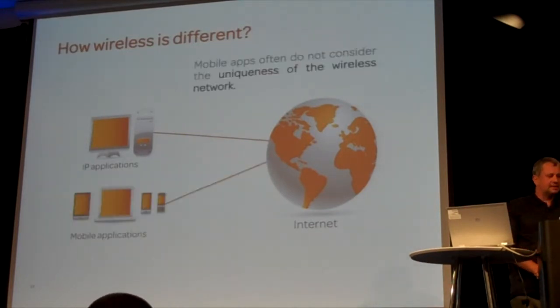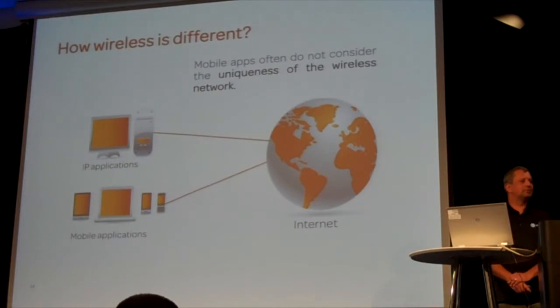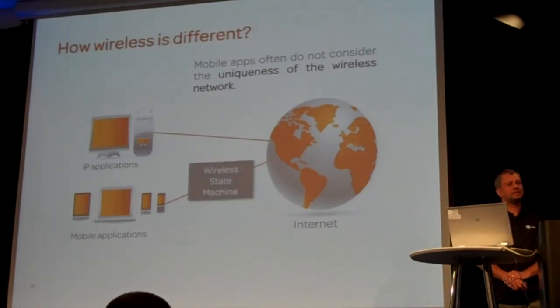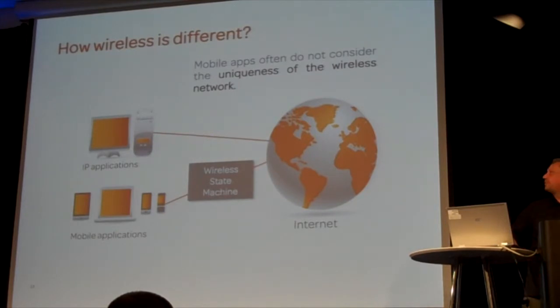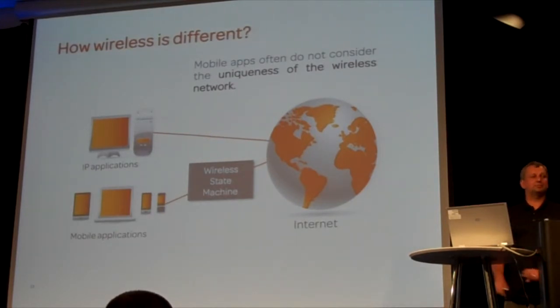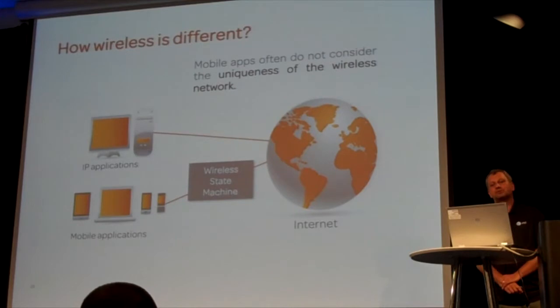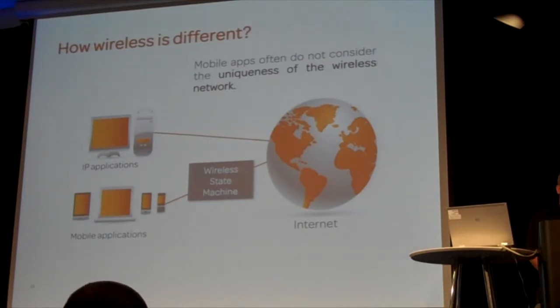Looking at this on the mobile side, it is quite different, because, as has been pointed out before, there's this wireless state machine. This wireless state machine controls when you can actually send packets to the network and when not. It goes through cycles when you want to send packets, and it consumes more or less energy depending on which state it is in.